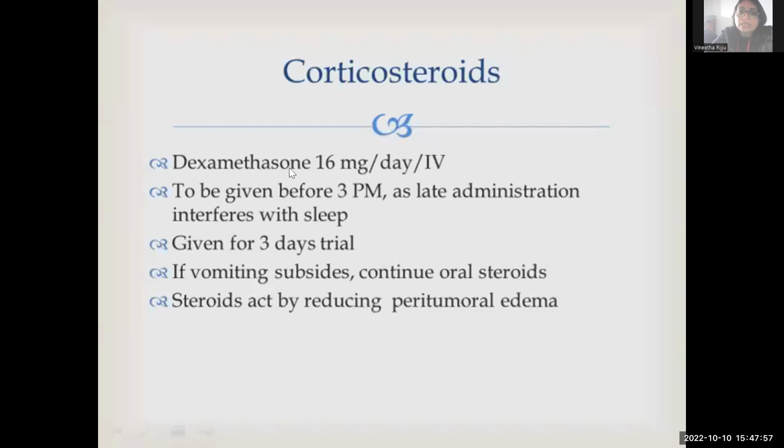Now, I was telling you about dexamethasone. It can be given as 15 milligram to 24 milligram IV single dose, to be given before 3 p.m. All right. And it can be given for a trial of 3 days. You give it for 3 days and you check for the symptom. Is the symptom getting better? Is the patient passing gas? Is the patient passing flatus?